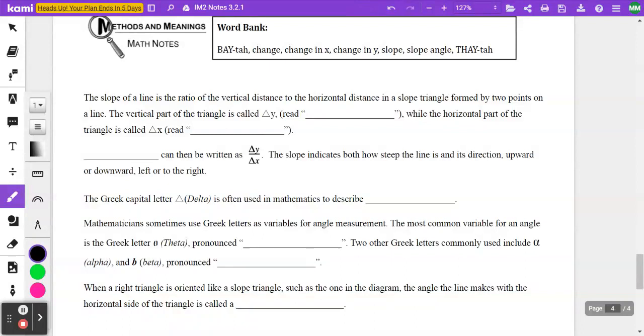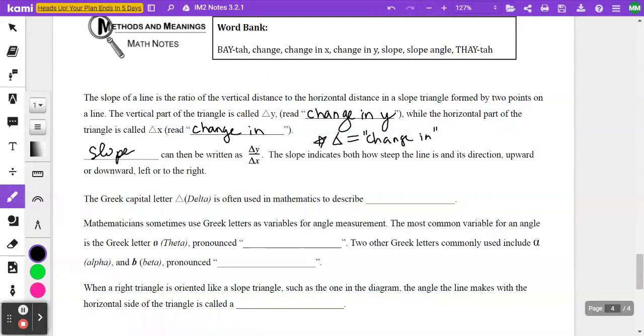Okay, we continue. We are already at our summary. So here we go. This is a summary of our learning today. The slope of a line is the ratio of the vertical distance to the horizontal distance in a slope triangle formed by two points on a line. The vertical part of the triangle is called change in y, while the horizontal part of the triangle is called change in x. That little triangle means change in. All right, slope can be written as change in y over change in x. The slope indicates both how steep a line is and its direction, upward or downward, left or right.